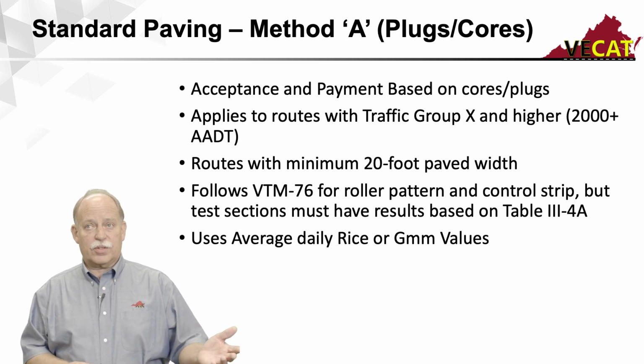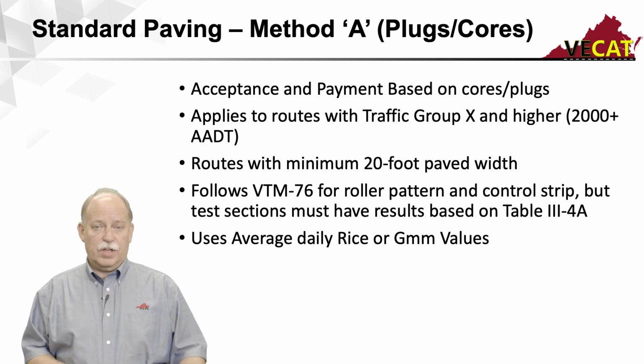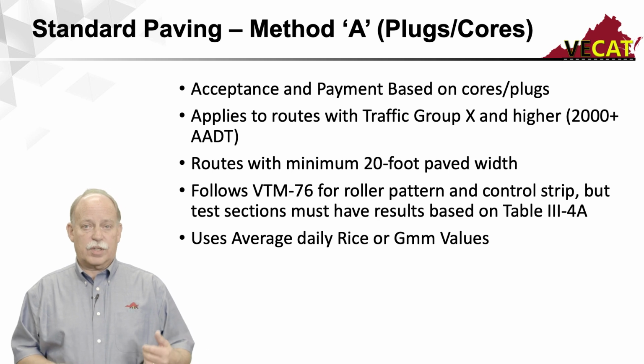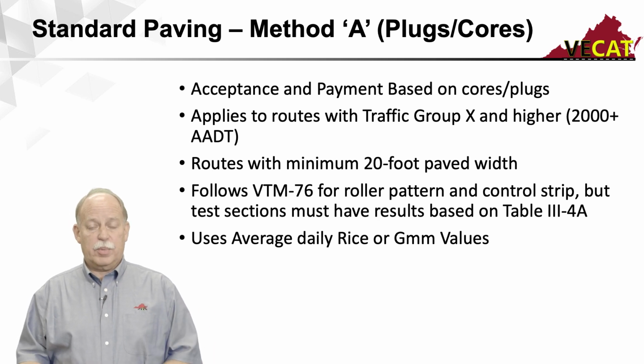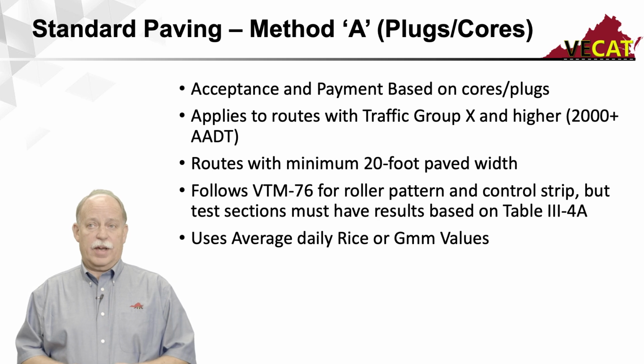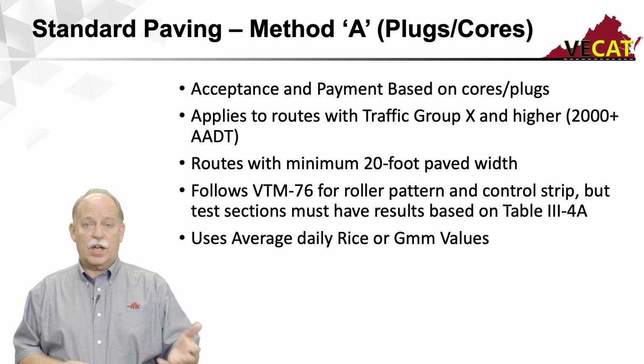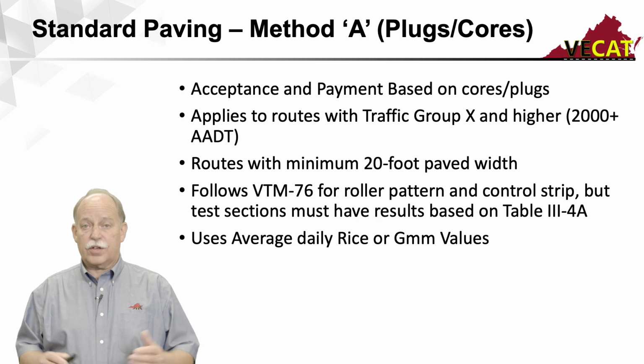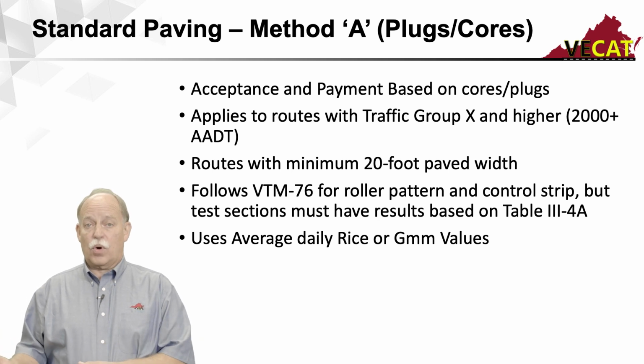So now let's talk about standard paving operations again. There are 2 different ways that we do that. There's a method A and there's a method B. First, let's talk about method A. And that one is where we're accepting purely based off of the method A cores or plugs. So we're not using nuclear density for acceptance.